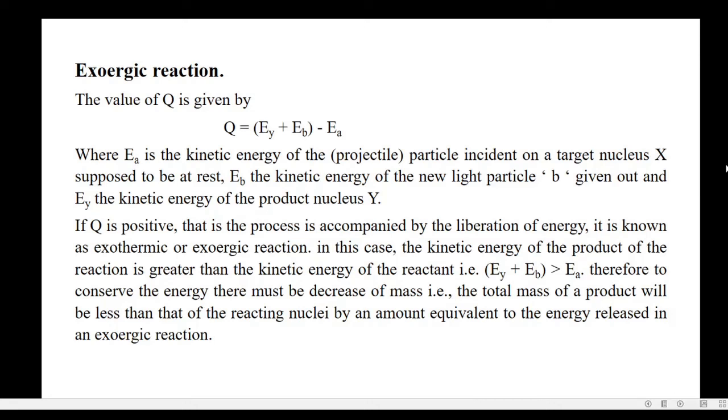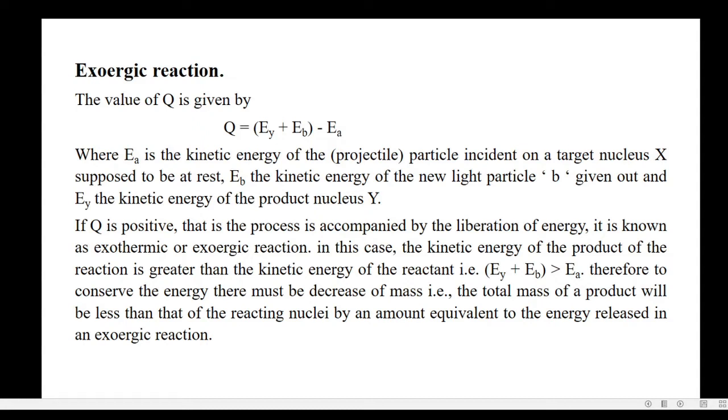Hello student, today I am going to explain the topic on exothermic nuclear reaction, endothermic nuclear reaction, threshold energy and nuclear cross section. Now, exothermic nuclear reaction or exergic nuclear reaction.